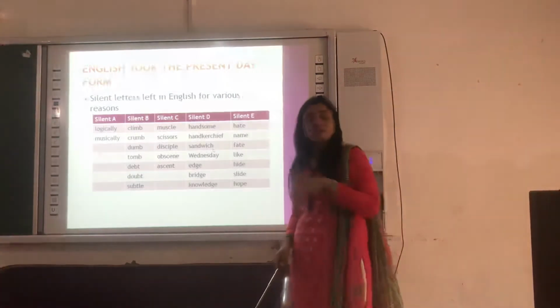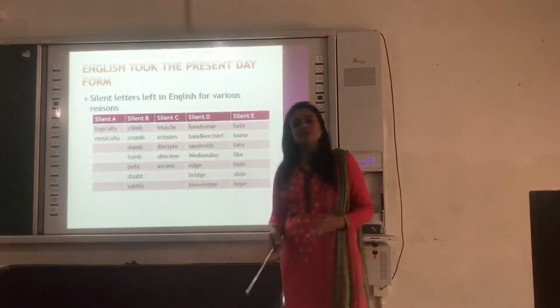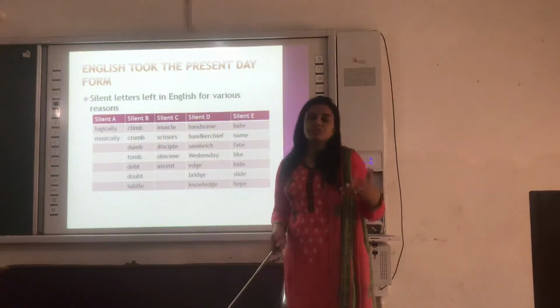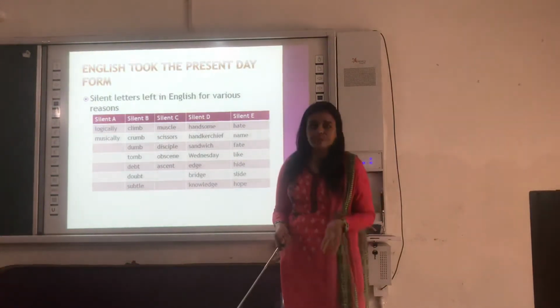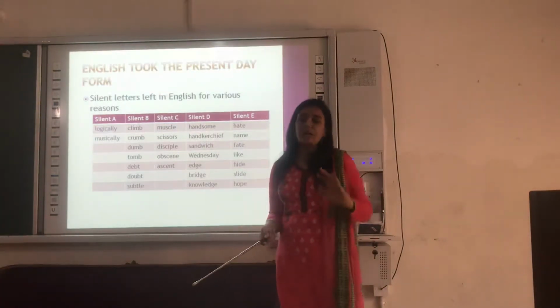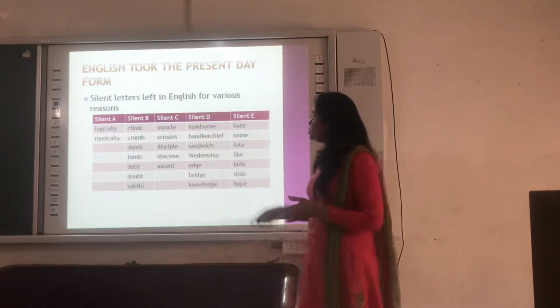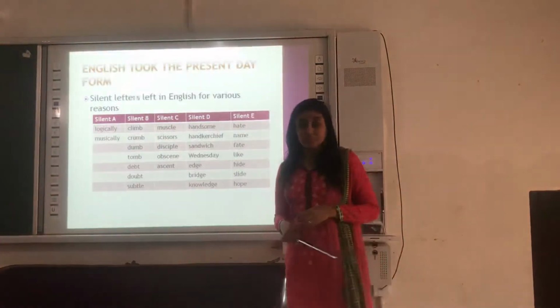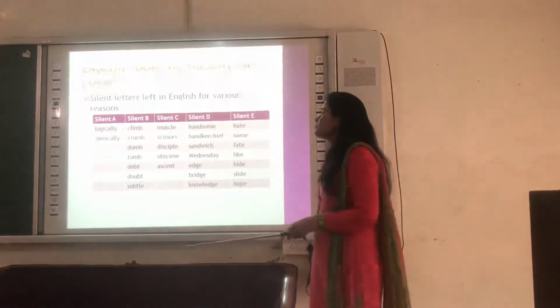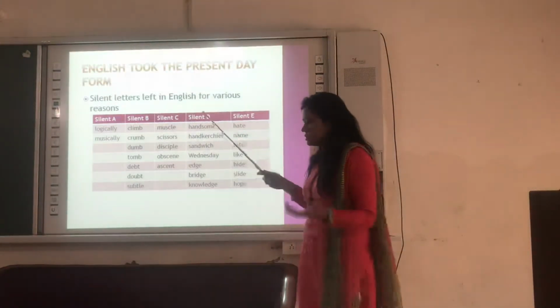So English had so many alterations over the years, and the alterations happened due to the great vowel shift, the influence of Renaissance, and so many innovations. And after undergoing so many alterations, English took the present day form, and it is still changing. But silent letters were left in English for various reasons.